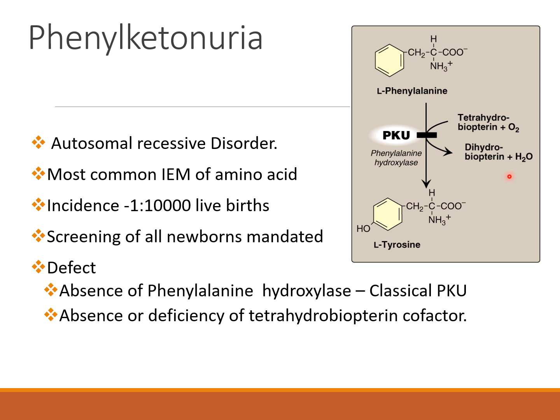Apart from this classical PKU, there are other forms of phenylketonuria where it can be due to either absence or deficiency of tetrahydrobiopterin cofactor, or an enzyme which helps dihydrobiopterin to get converted into tetrahydrobiopterin, that is reductase enzyme. But we will see only the classical PKU.